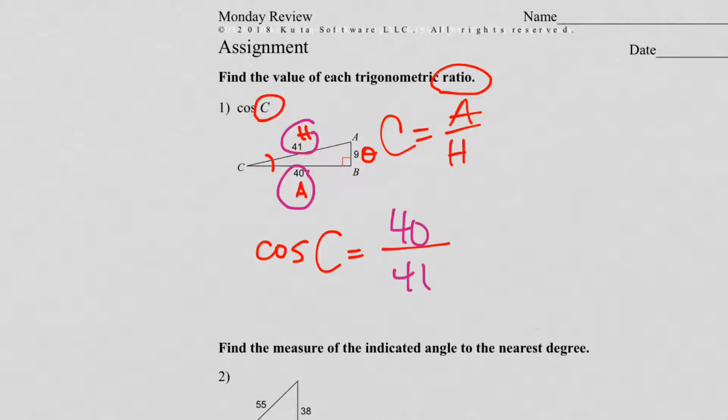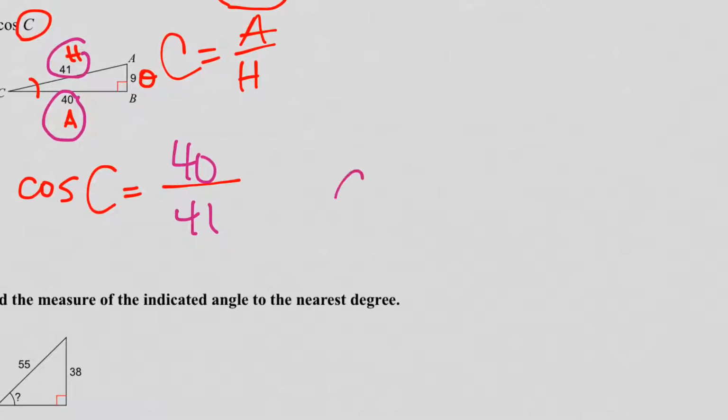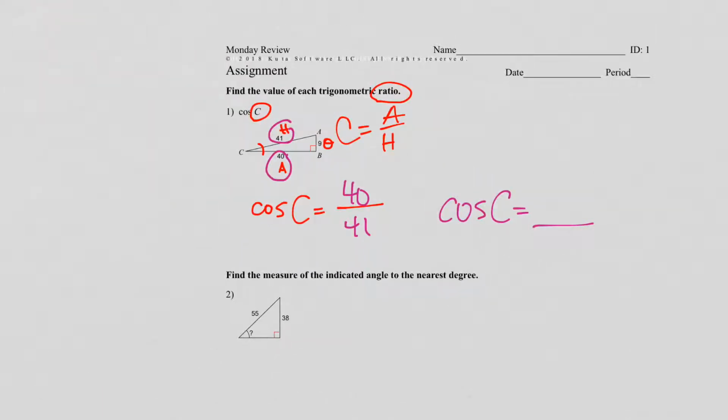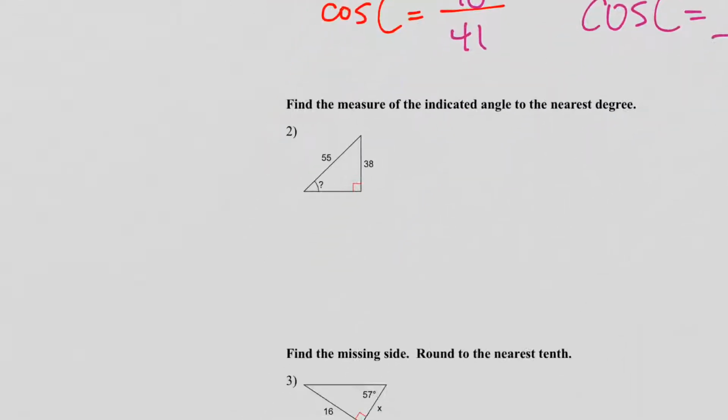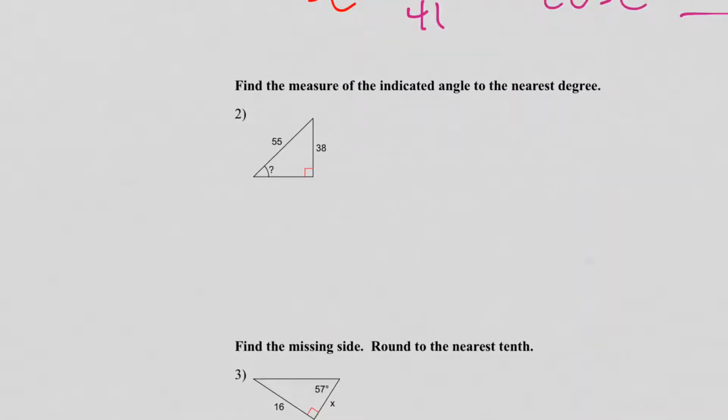And I don't have a calculator, but you can rewrite this in decimal form. But please don't type in cosine of the fraction. That would be wrong. You're just typing in 40 divided by 41, and the decimal you get would also be the exact answer.